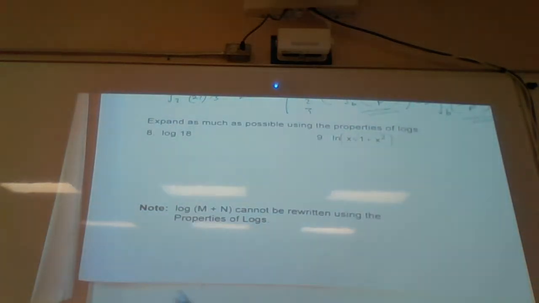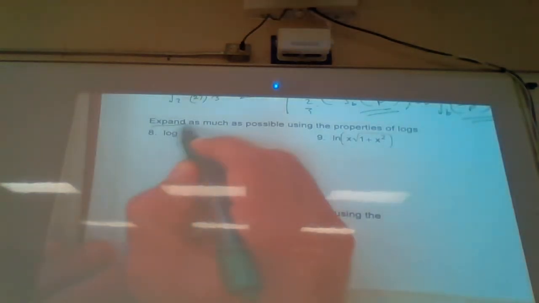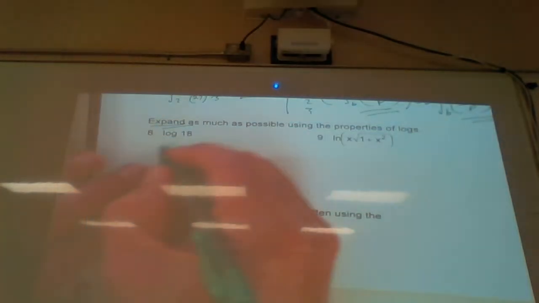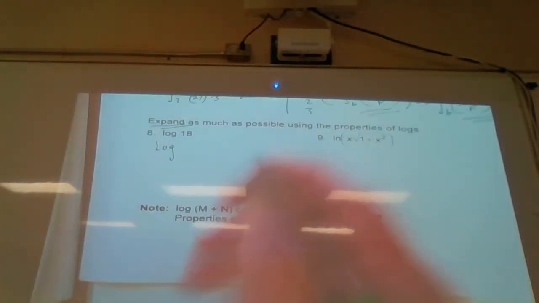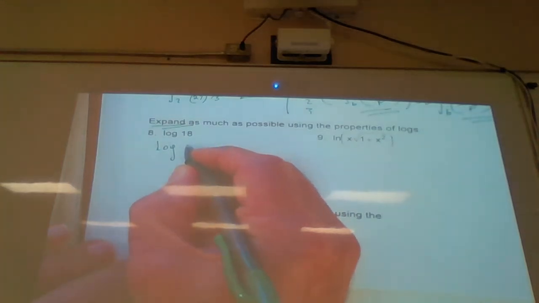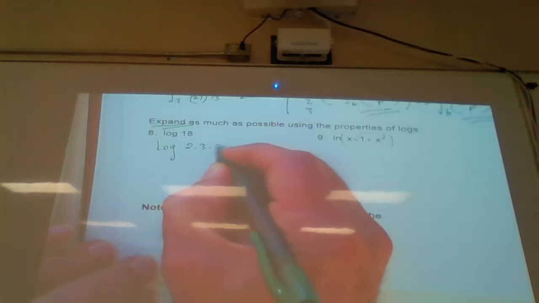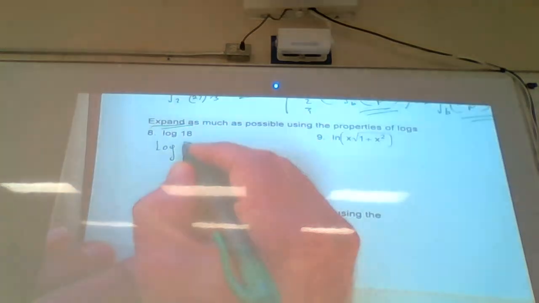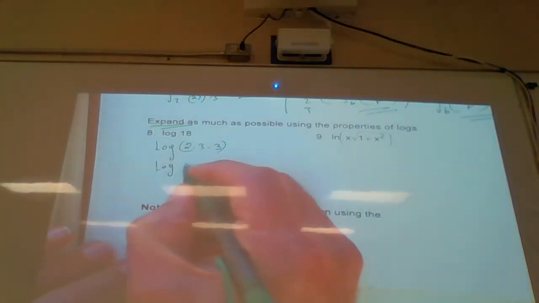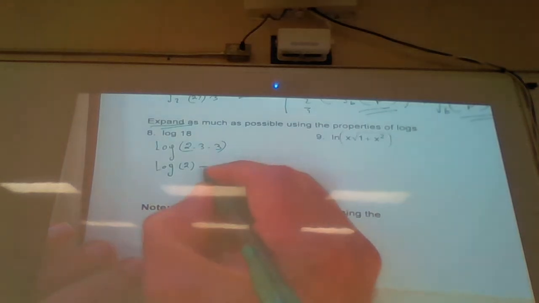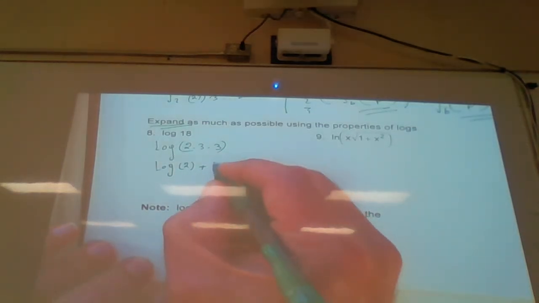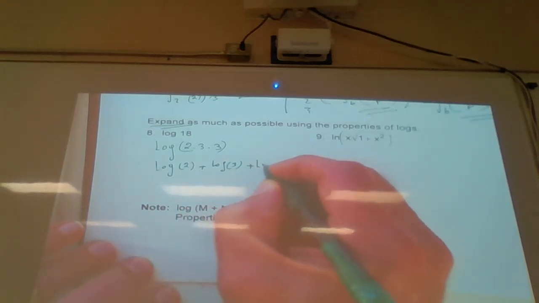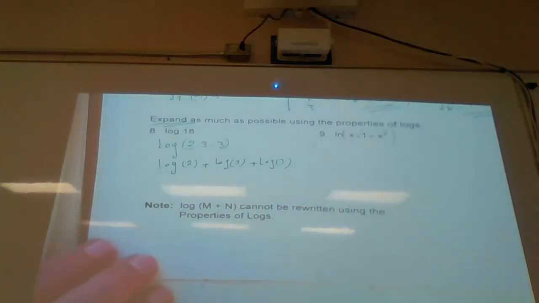The next two questions are about expanding. So we're going to take these logarithmic expressions and expand them. You can start with the 18. You can start with anything you want. You can break it into little pieces. 2 times 3 is 6, 6 times 3 is 18. So these are multiplications. I'll use the property with multiplication that says you can change them into addition. There you go.